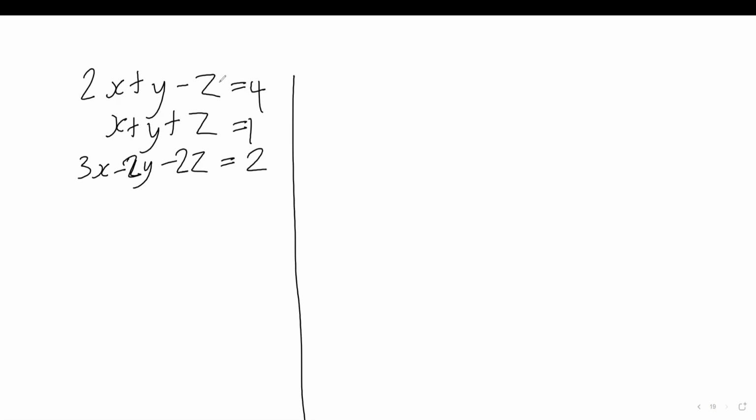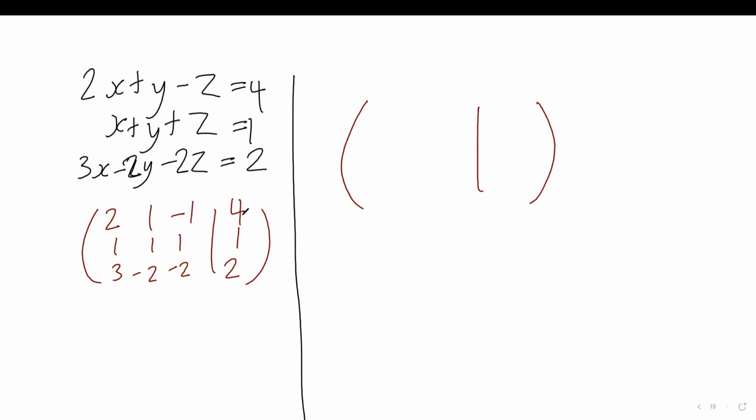So we're just going to put it in augmented matrix form. This is now 2, 1, minus 1, 4. This is 1, 1, 1, augment 1. This is 3, minus 2, minus 2, 2. So if this is what we want, now what we can do is row reduce. To row reduce, I'm going to interchange row 2 and row 1 and put row 1 here. So it's 1, 1, 1, 1. This has 2, 1, minus 1, 4. And this has 3, minus 2, minus 2, 2.